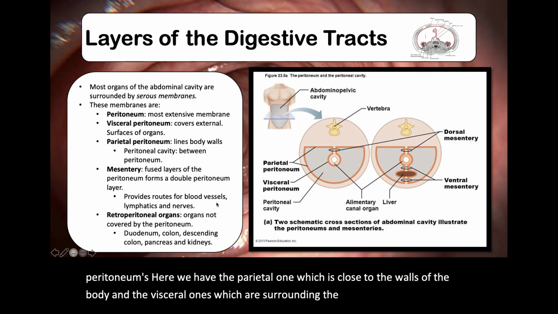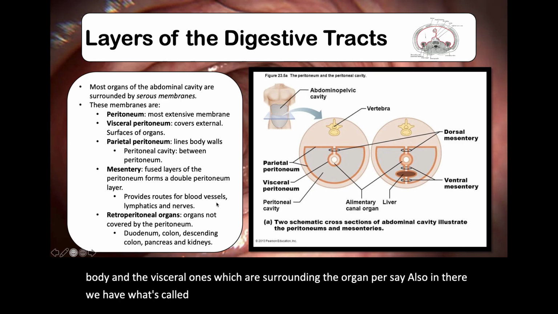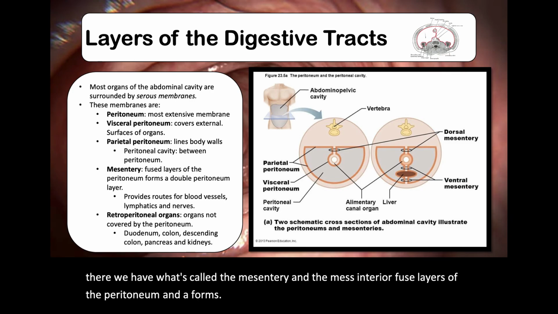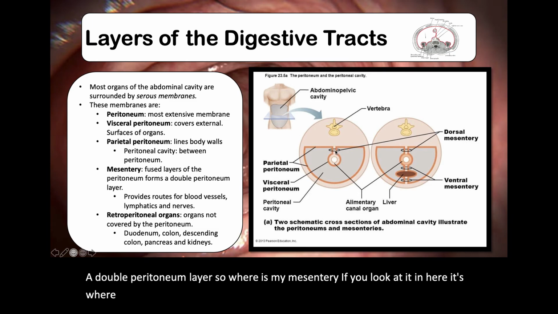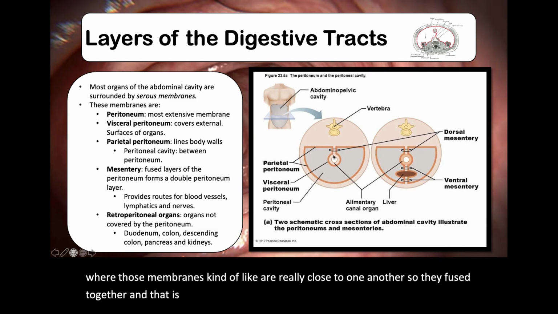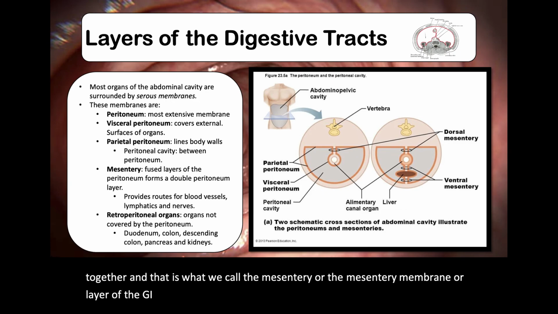Also in there we have what's called the mesentery, and the mesentery is fused layers of the peritoneum, and it forms a double peritoneum layer. So where is my mesentery? If you look at it in here, it's where those membranes are really close to one another, so they fuse together, and that is what we call the mesentery, or the mesentery membrane or layer of the GI tract. It provides routes for blood vessels, lymphatics, and nerves.